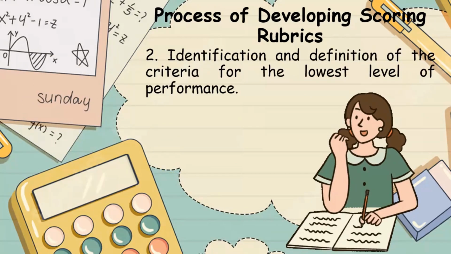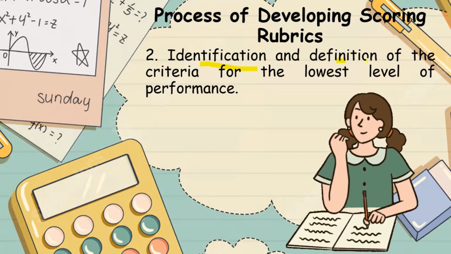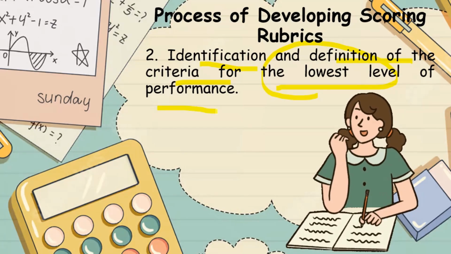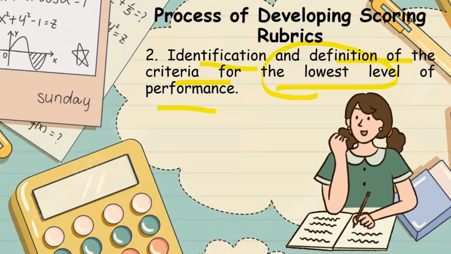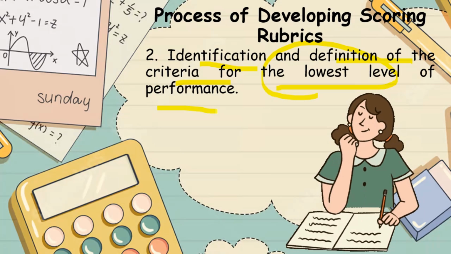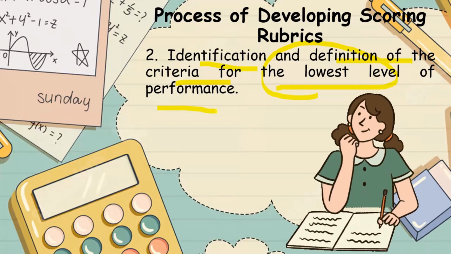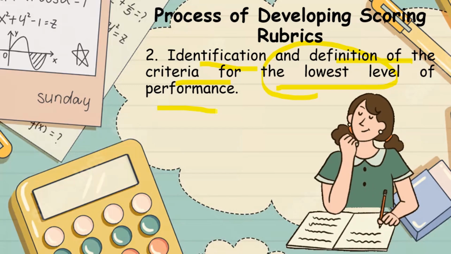So the next step after defining the criteria for the top level of performance is the identification and definition of the criteria for the lowest level of the performance. So in other words, the teacher is asked to determine the type of performance that would constitute the worst performance or a performance which would indicate lack of understanding of the concepts being measured. So the underlying reason for this step is for the teacher to capture the criteria that would suit a middle level performance for the concept being measured.